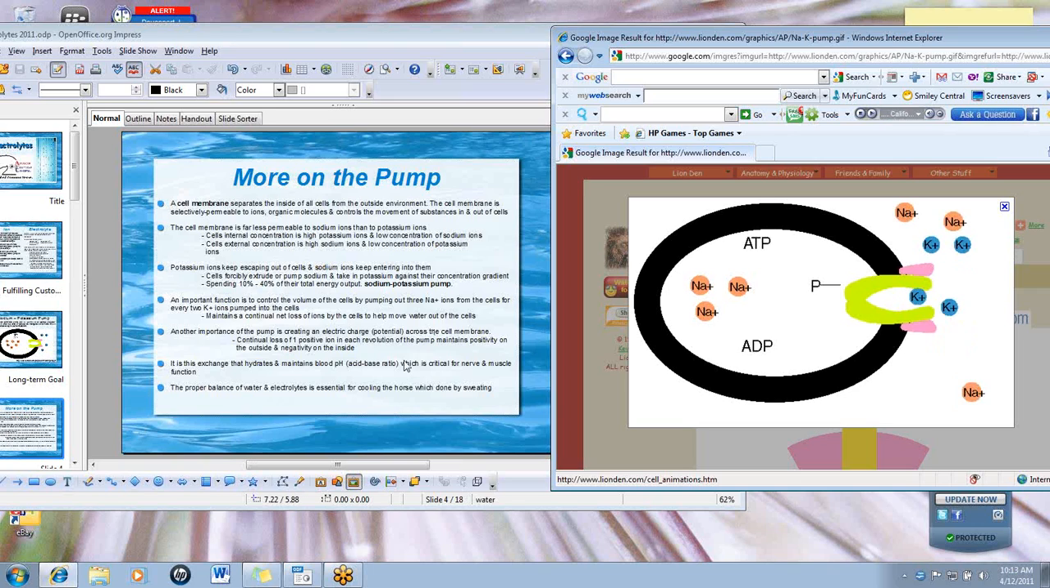Another important responsibility of this pump is creating an electrical charge across that cellular membrane. So the continual loss of 1 positive ion in each revolution of the pump maintains a positive charge on the outside of the cell and a negative charge on the inside.